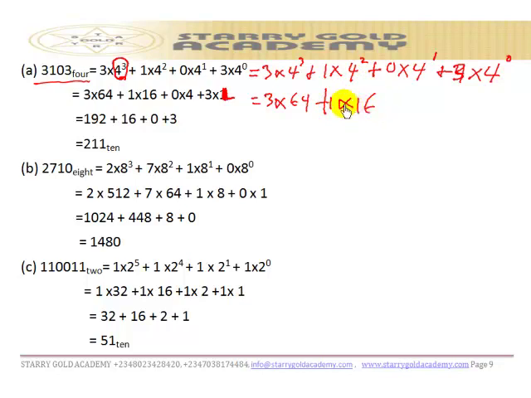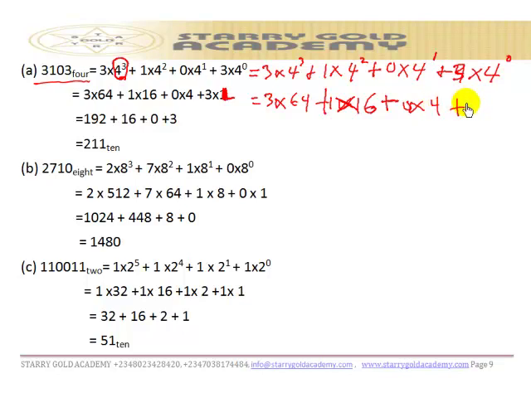1 times 16 plus 0 times 4, because 4 raised power 1 is still 4, plus 4 raised power 0 is 1. Now listen, any number that has the power of 0 is 1. This is a law that is extracted from indices. Any number that is raised to the power of 0 is 1. Take note of that from now henceforth.